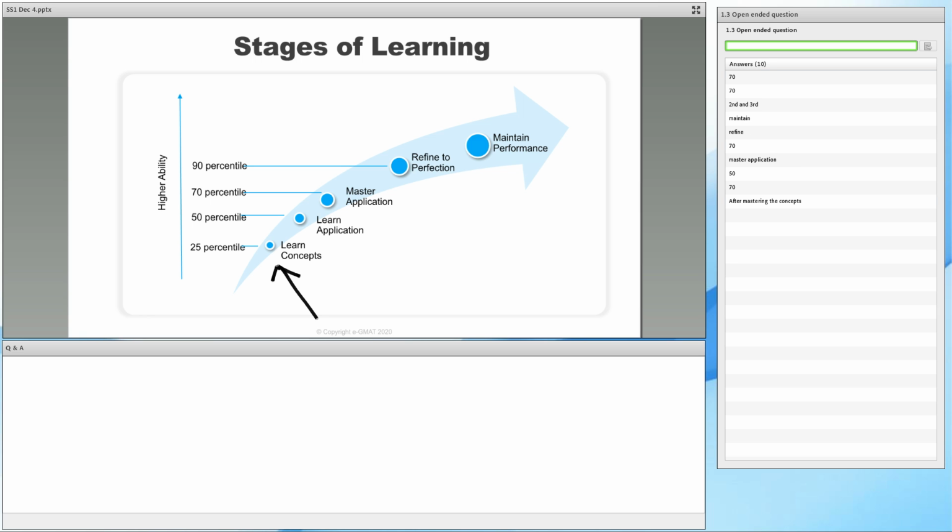Good. After mastering application. You don't master concepts. Mastering concepts is the first stage. After mastering application, that's when practice has an impact.